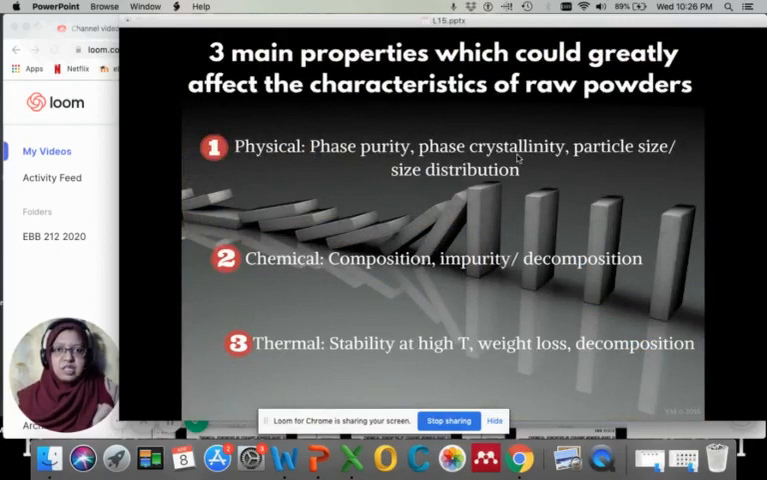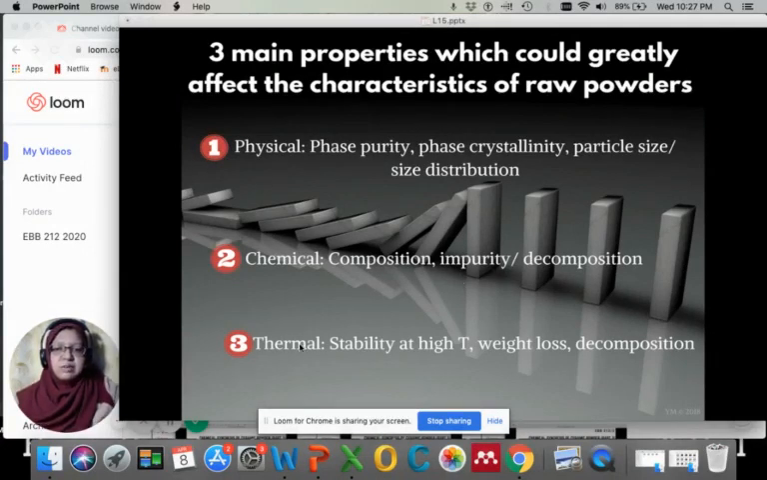Three main properties could greatly affect the characteristics of raw powders. First, physical properties. So you need to understand the phase purity, phase crystallinity, particle size or size distribution, and also particle shape. In terms of chemical properties, it is important to know the composition and the purity, whether there is any impurity or if the powder has decomposed.